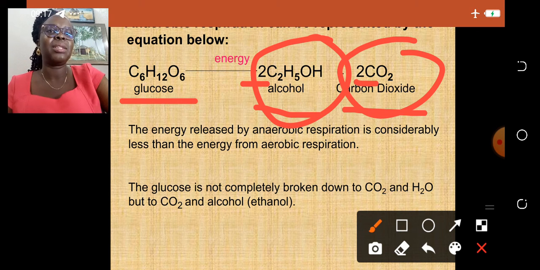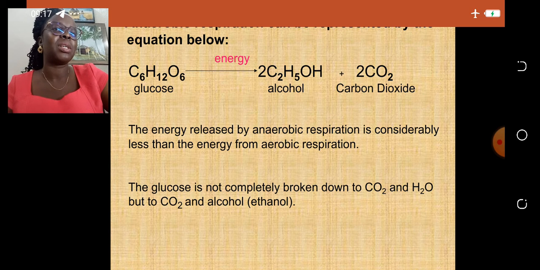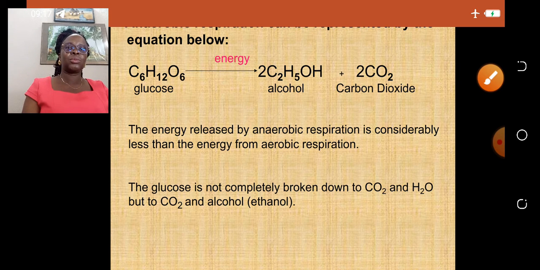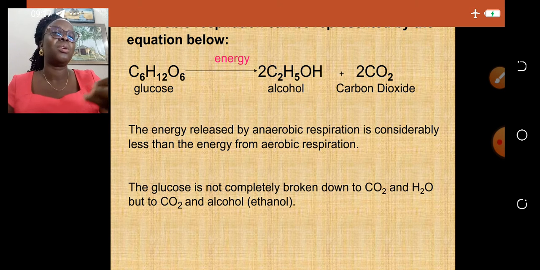But note that anaerobic respiration involves the breaking down of glucose in the absence of oxygen to produce alcohol and carbon dioxide. Don't forget that the energy released during anaerobic respiration is usually very, very low when you compare it to that of aerobic respiration.